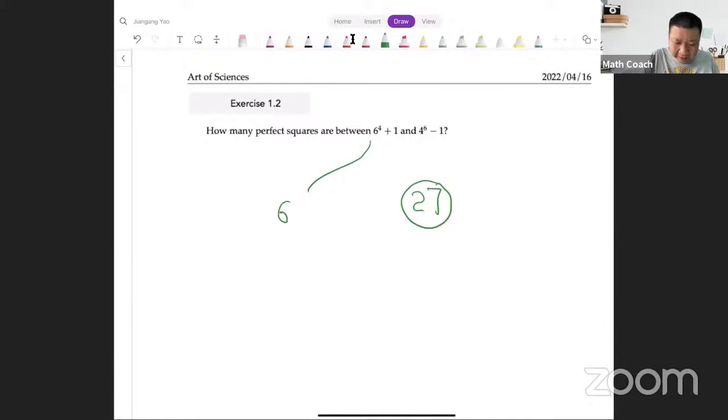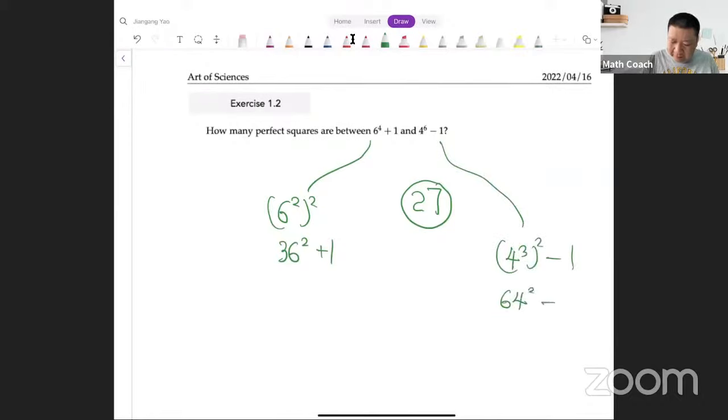And here the trick is this would be 6 squared squared, so that is 36 squared plus 1, right? And that is 4 to the 3 squared minus 1, which is 64 squared plus 1. And then roughly it would be 64 minus 36. But we need to be careful.